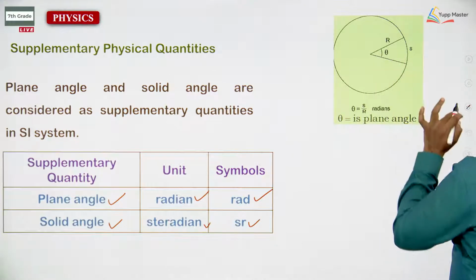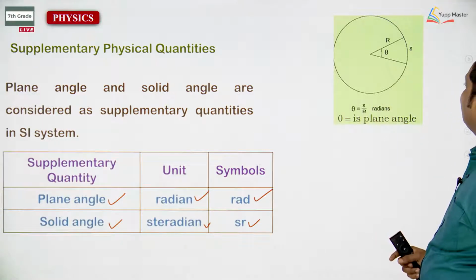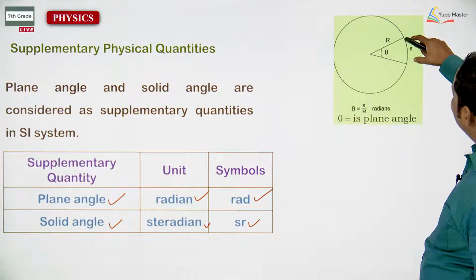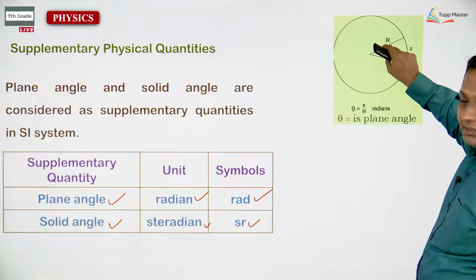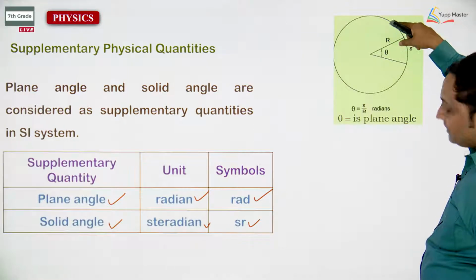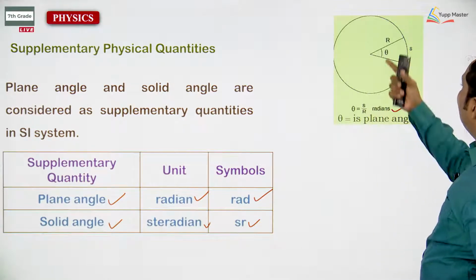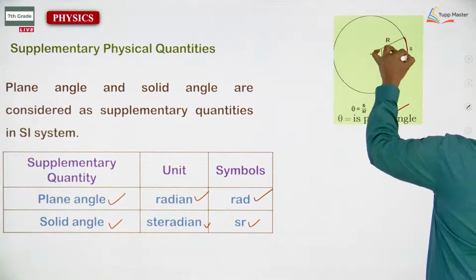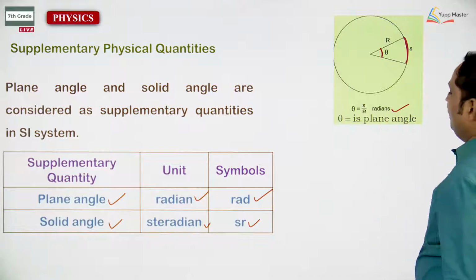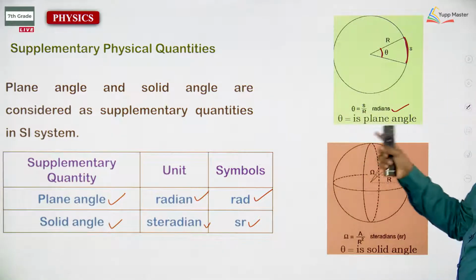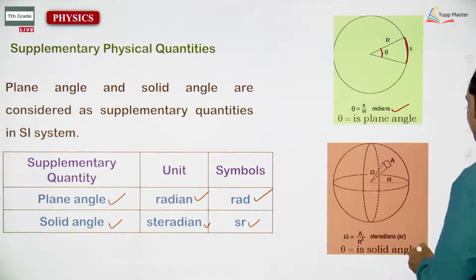Theta is the plane angle. R is the radius. S is the arc subtended by that angle, the arc subtended by that radius. We take S by R. Theta is the plane angle, and it is taken using the arc. Yeah, theta is that angle, right. So we can take the solid angle. It's going to be in 3D space. With respect to 3-dimensional space, we take this one.